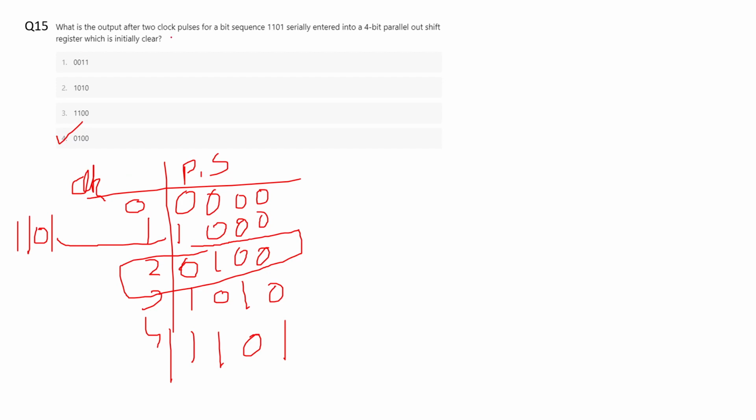Let me just repeat. What is the output after 2 clock pulses for a bit sequence 1101 serially entered into a 4-bit parallel out shift register, which is initially clear? Initially it was clear, so it was 0000. 1101 is added serially, so 1 will go here and others will right shift. Then 0 will be added here and others will right shift. Then 1 will be added and others will right shift, and then again 1 will be added and others will right shift. We need to find out the contents after the second clock pulse. So that was 0100.